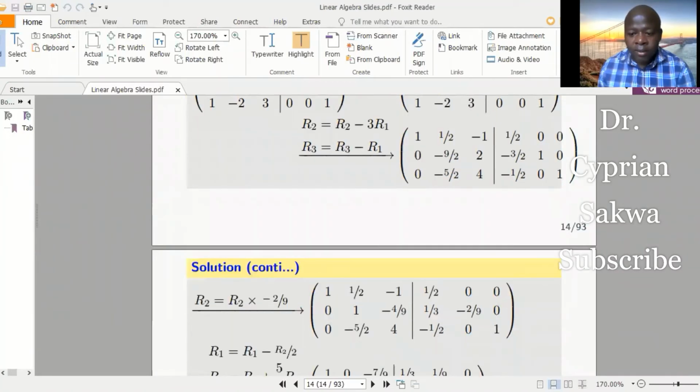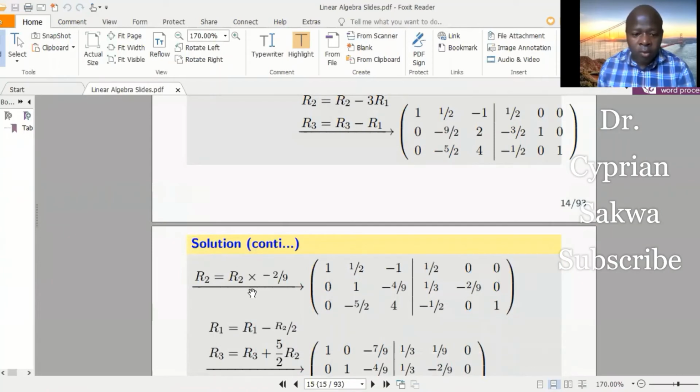Yes, so that's what I did. I just multiplied row 2 by negative 2 over 9. So when that happens, this by negative 2 over 9 gives me positive 1. This by negative 2 over 9 gives me negative 4 over 9. And this one by negative 2 over 9 gives me a third. And the other one will give me negative 2 over 9. And the other one will give me 0. Now, once I have this one, I use it to create 0 in the other positions in column 2.